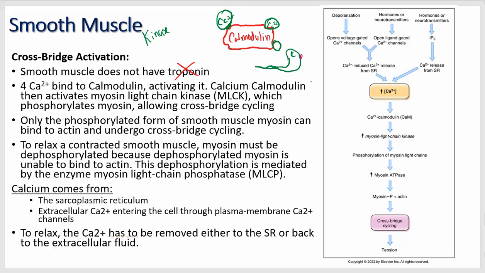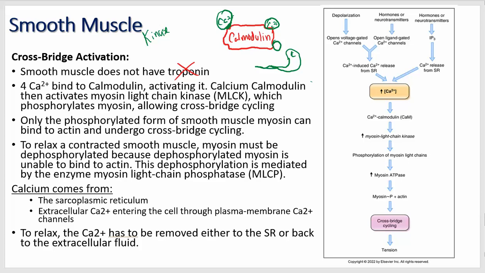So as long as it's phosphorylated, it's able to do that. Only the phosphorylated form of smooth muscle myosin can bind to actin and undergo cross-bridge cycling. To relax, we need to get rid of this phosphate group. So we dephosphorylate, and that's done with something called a phosphatase. There's a myosin light chain phosphatase that will take that phosphate group and remove it. Okay, and that's the difference.